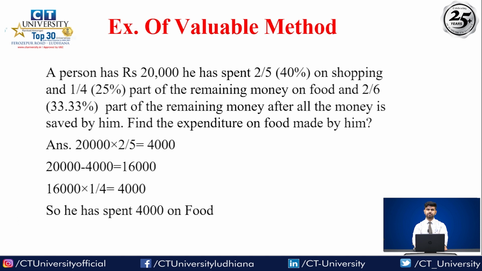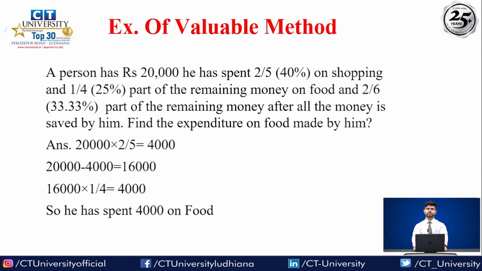and 1 over 4 part of the remaining money. Remaining money means the money he is left with after spending on shopping. Understand? 1 over 4 is the part of the money he spent on food, and 2 over 6 means 33.33%. 2 over 6 means 1 by 3, and 1 by 3 means 100 over 3, so we get 33.33%. The remaining money is saved by him. So find the expenditure on food made by him.